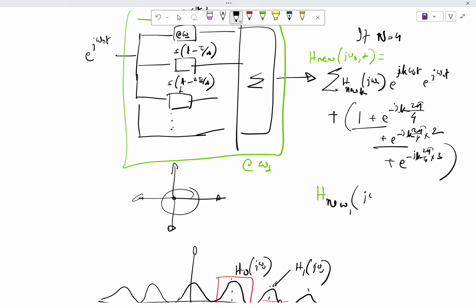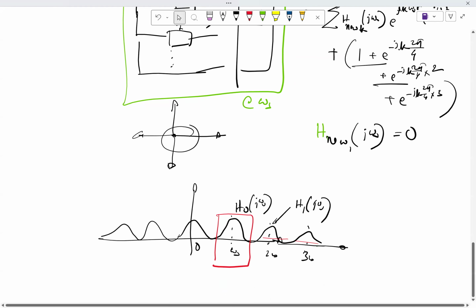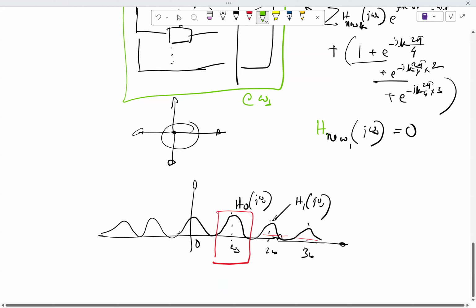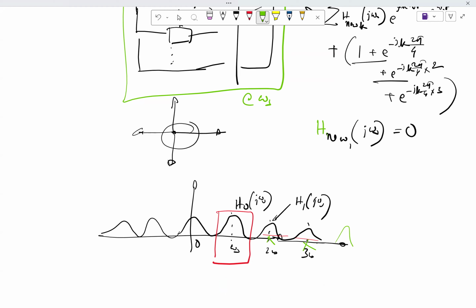So this is h new 1 j omega s, and this becomes 0, correct? Because these phasors cancel each other. So you get 0 here, and similarly you get 0 here, but you get something here. There is a big frequency difference between where you have a 0 and where you have non-zero, which means filtering of these higher sidebands becomes easier if the next sideband is at a much higher frequency.